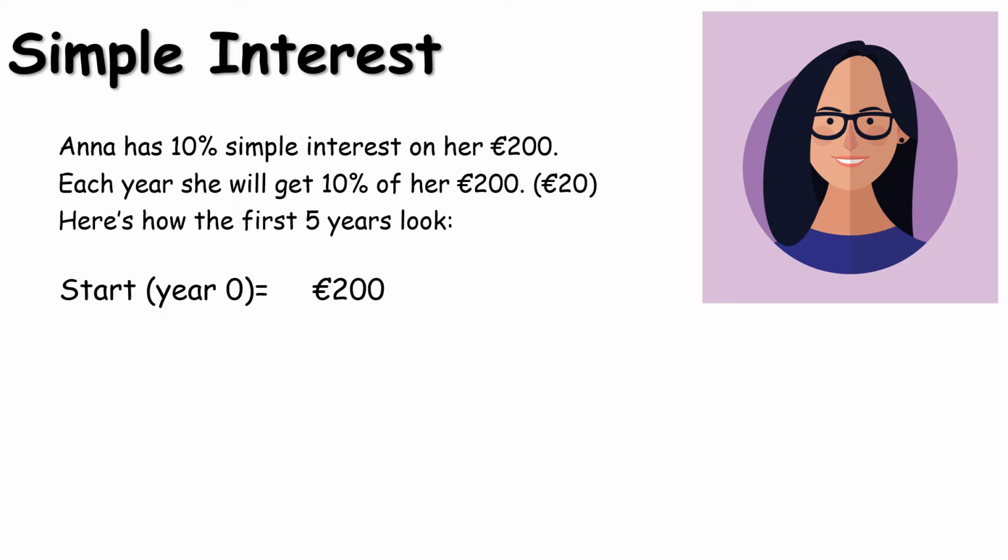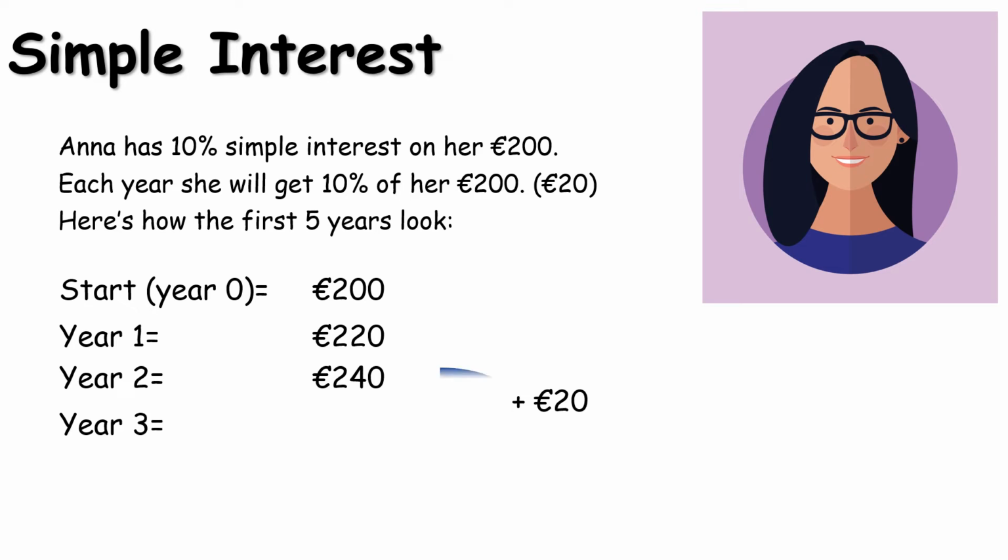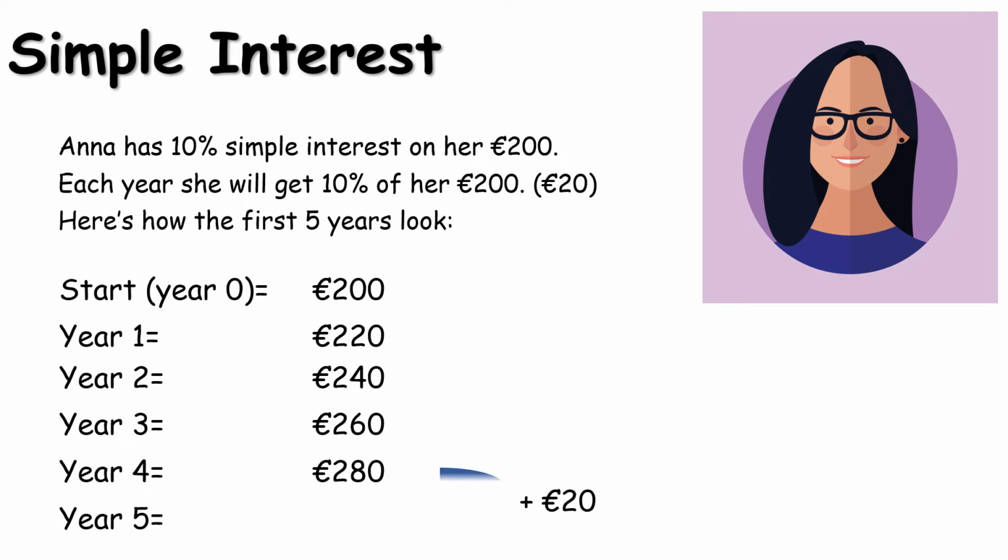So year 1, she has 200. Then she gets 20 euros, so she's 220 in year 1. And then year 2, 240, year 3, year 4, and so on. And she ends up with 300 euro, which is quite nice. So she gets 10% every year. So she gets 10% of that 200 every single year. Now, the reason this is called simple interest is because the interest is calculated at the start, so on the initial principal. That's what we call the money that we invest. So the initial principal, and the same amount is added on every year.